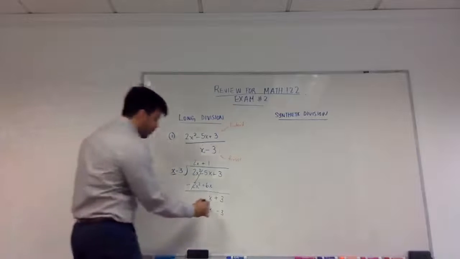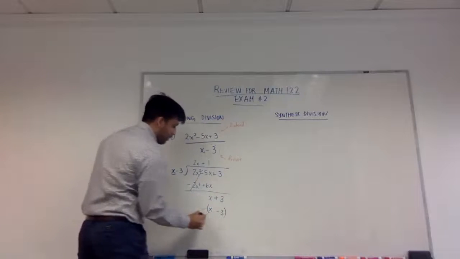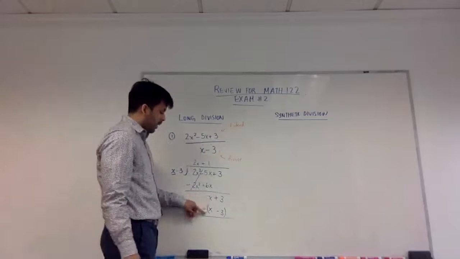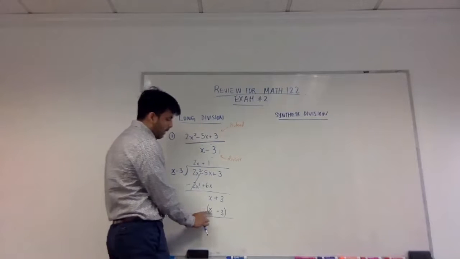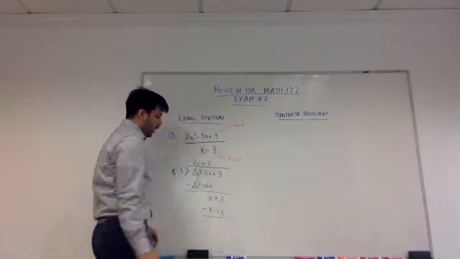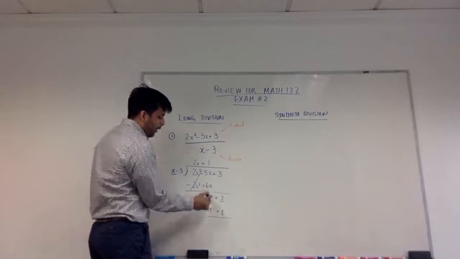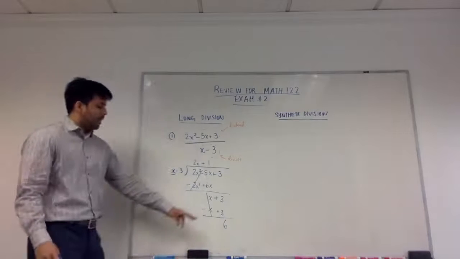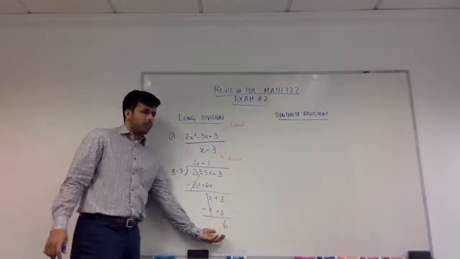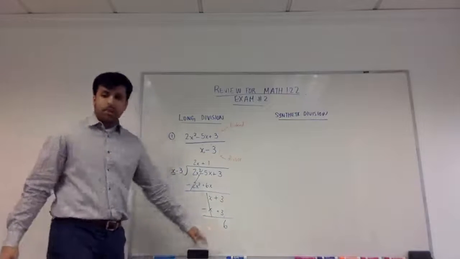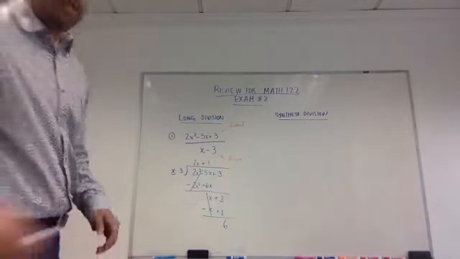But then I have to subtract. So when I subtract this, I have to distribute the negative sign to this term and to this term. So this becomes a negative x. This becomes a plus 3. And so when I combine these terms now, these cancel, and I'm left with 6 at the bottom. Since the degree of this term is smaller than the degree of the divisor, we're done. This will be called my remainder.